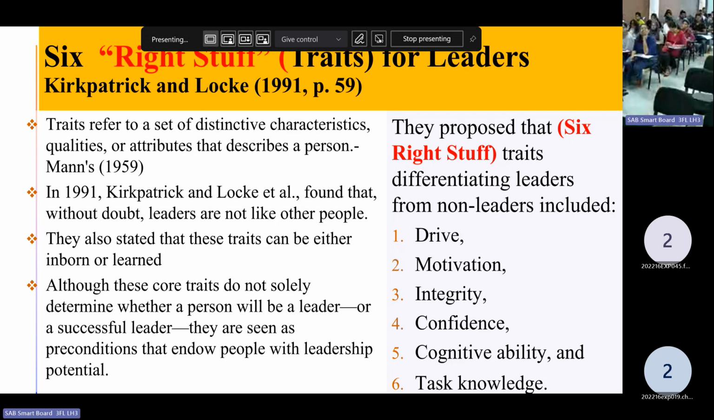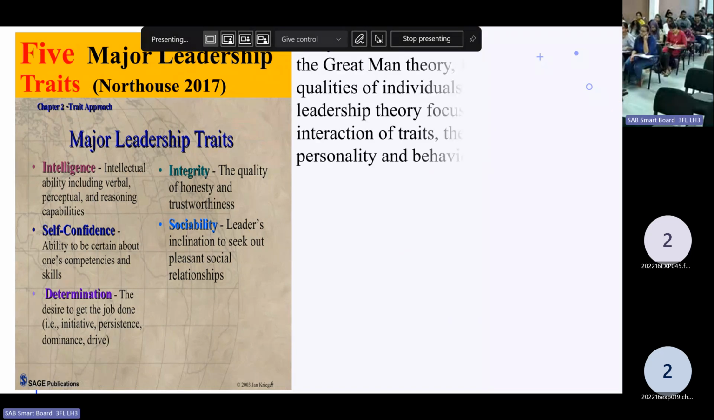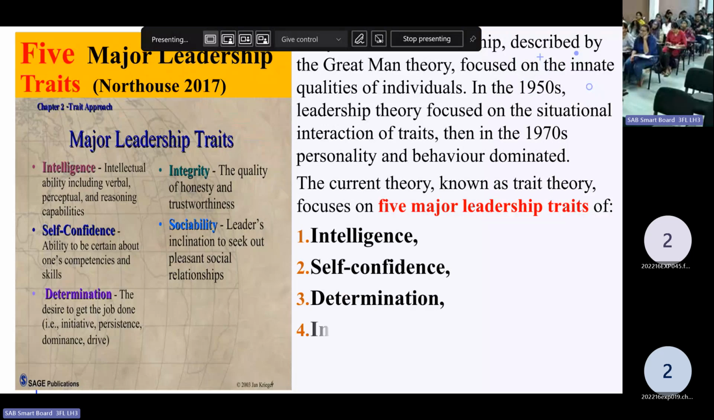So right stuff. Please understand the wording. That is the 5 major traits. This is the 6 right stuff. Now you can see that's the one we discussed, the 5 major leadership traits. So I have explained here. So now you can see the answer is here. I don't do repeat.